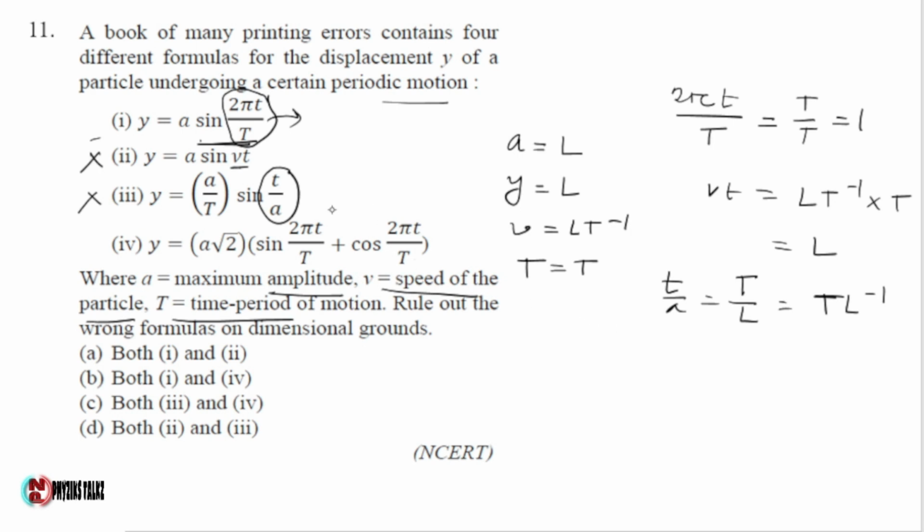So this equation is also wrong. The last equation here, theta is given by 2 pi t by T. Now 2 pi t by T equals T by T equals 1, which is dimensionless. So the option 1 and 4 is the correct one. So the right option should be option B. Both 1 and 4 are correct.